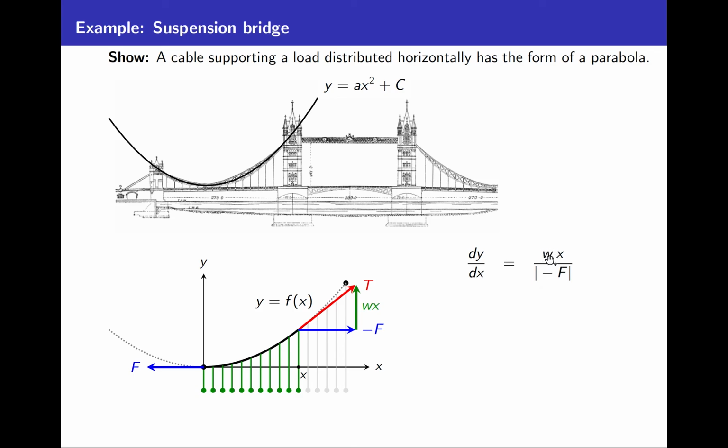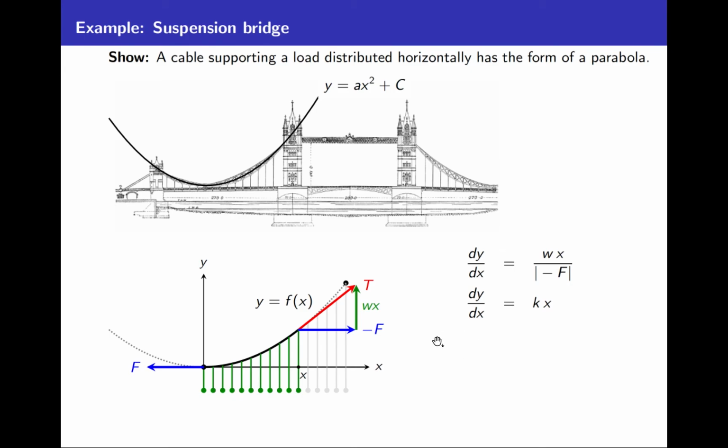And remember, w is a constant. It's the weight per distance unit of the platform. And F is a constant as well. The system is in balance. F is this constant force here. So w and the magnitude of F are constants. So this equation is just dy/dx equals some constant k times x. And there we have a differential equation. It's an equation about a derivative, dy/dx equals k times x, and we're looking for this function y equals f of x. So solving this differential equation will tell us the shape of this suspension bridge.